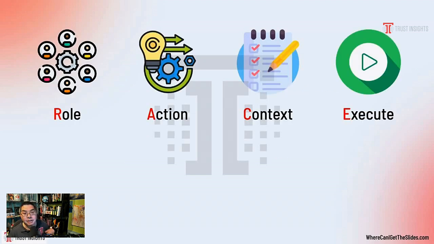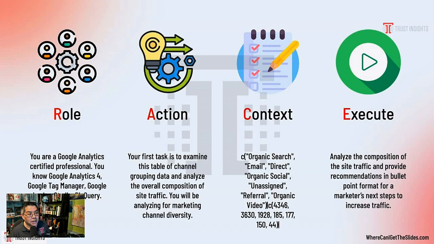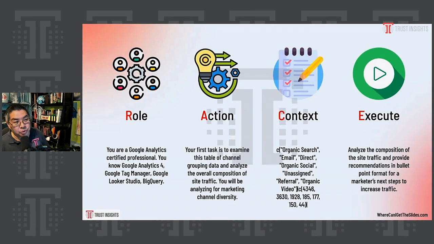The framework we recommend you start with is one we call RACE: role, action, context, execute. We say something like, you are a Google Analytics certified professional. You know Google Analytics 4, Google Tag Manager, Google Looker Studio, BigQuery, maybe Mautic. That is more relevant words, right? That's lots of relevant words.